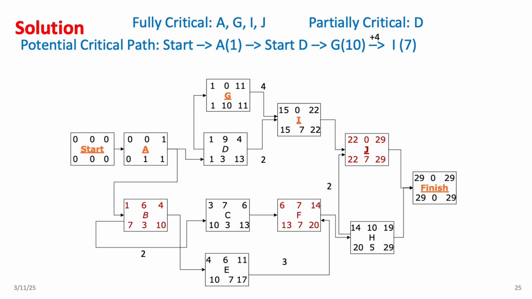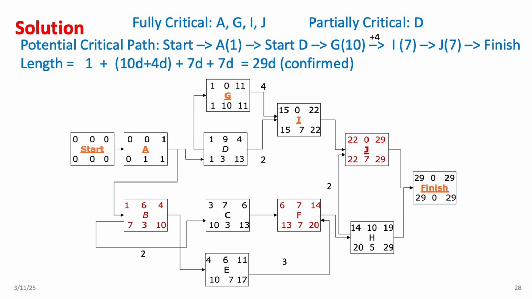After that, we continue from activity I to activity J, 7 days, another fully critical activity. Finally, we reach the finish milestone, which is always included in a critical path. Now, let's double check that this is a critical path by confirming its total duration. If you forget how to calculate the path length, please check out the previous video. To find the path length, let's add up the durations.